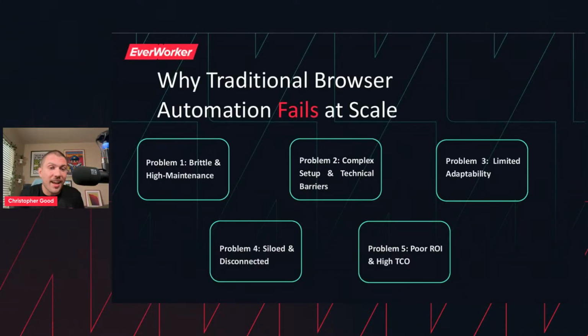The fourth is that it's siloed and disconnected. Most browser automation operates in isolation from your other business systems. It can't access company context. It can't integrate with your data. It requires manual integration for every connection. And the fifth is poor ROI with a high total cost of ownership. You have high development costs, low success rates, ongoing maintenance expenses that exceed your initial investment, and limited scalability across different use cases. And these aren't edge cases. These are fundamental design limitations of how traditional browser automation works.